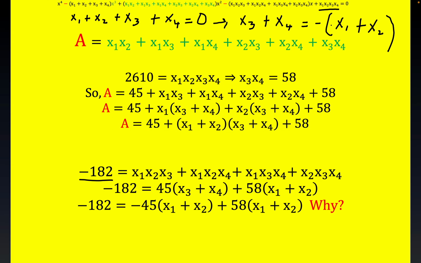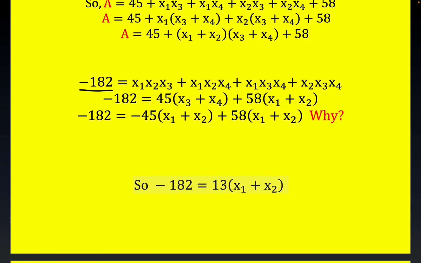If you divide, 182 happens to be divisible by 13. 13 times 14 is 182. So this implies that negative 14 has to equal x sub 1 plus x sub 2. Now this is major progress, right? And folks, you see why that's the coup de grace.